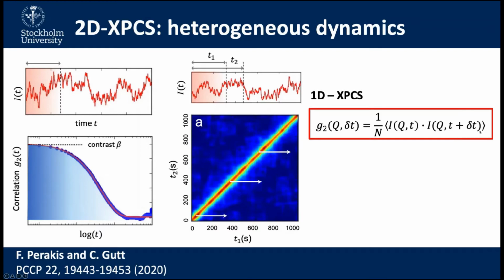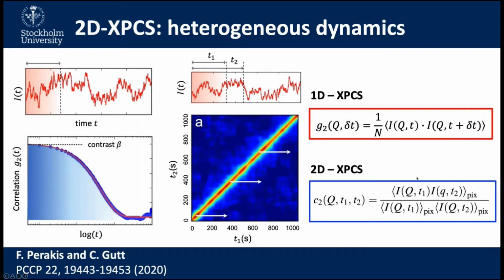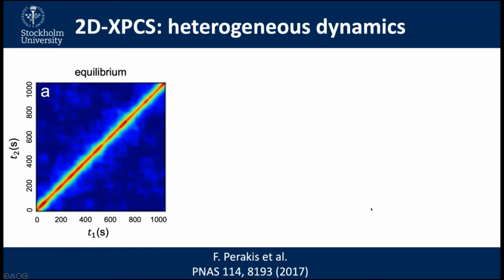Mathematically, this is now the 1D case that I showed you. The 2D essentially is a correlation function that includes I of q, t1 and I of q, t2, and here it is now averaged over different pixels. So now let me show you some examples of how this 2D XPCS can get a bit more interesting.